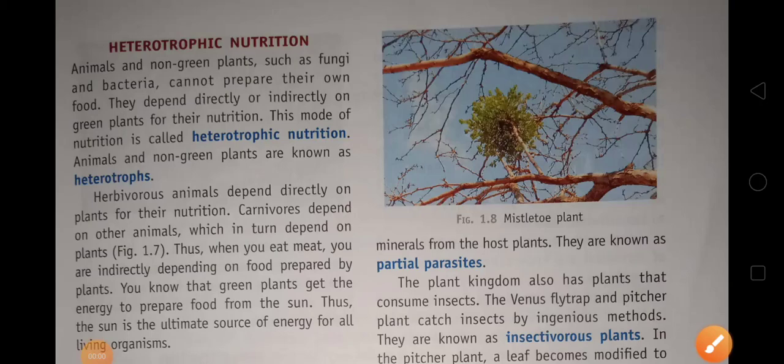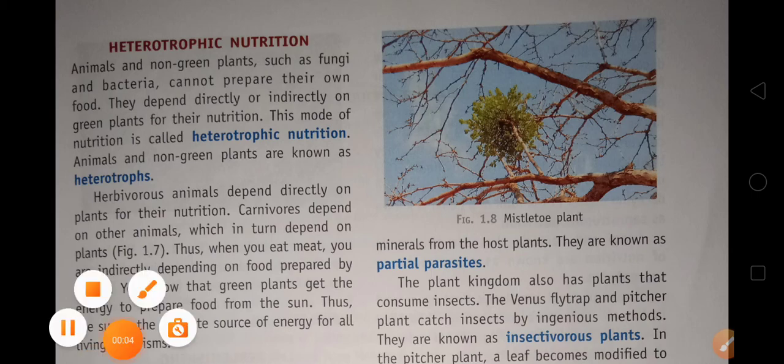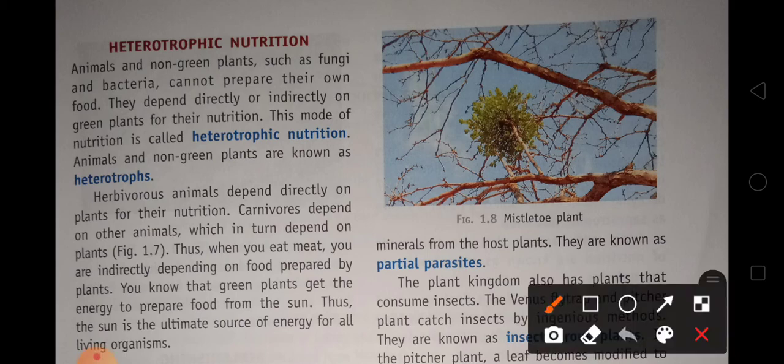Now I'm going to discuss heterotrophic nutrition. As you know, heterotrophic nutrition क्या है? Animals and non-green plants such as fungi and bacteria cannot prepare their own food by the process of photosynthesis because they don't have chlorophyll. In the absence of chlorophyll, they are not able to prepare their own food.